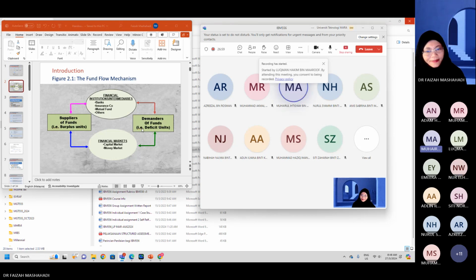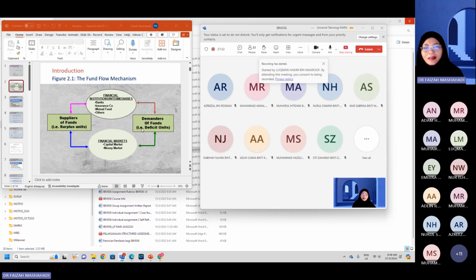Is it the government? Because bonds are issued by government, right? It can be by government as well as by corporations. Oh, I see. So the deficit unit can be a corporation, and it can also be the government, right?